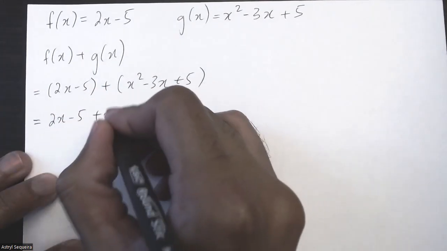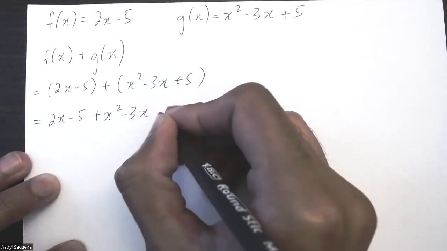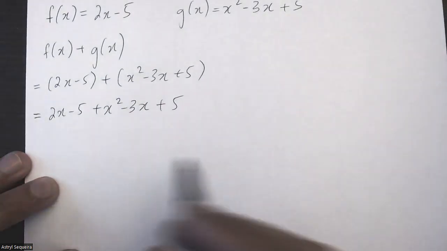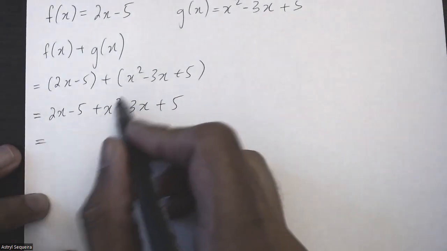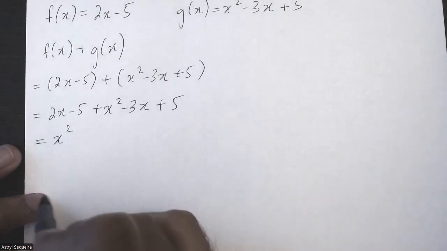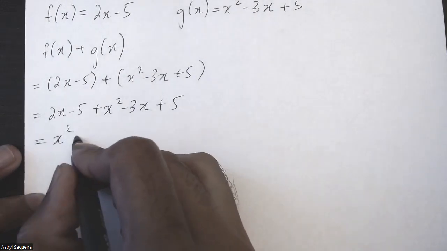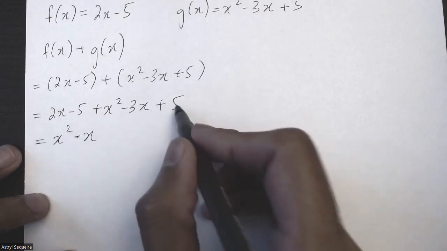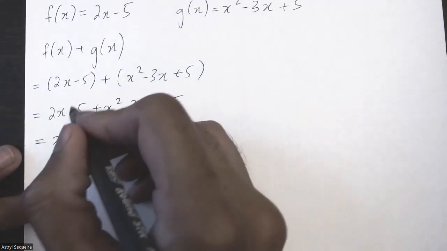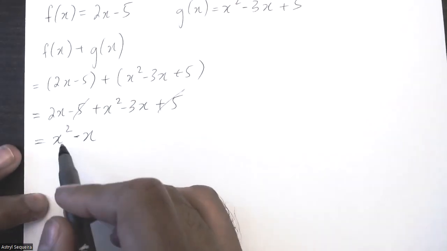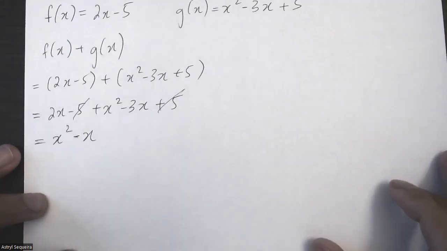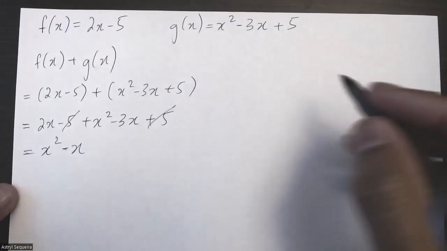So as you can see, nothing really changes over here with addition. Then you want to combine like terms. There's only an x squared term, so I'm going to write that first. 2x minus 3x is negative x, and negative 5 plus 5 is 0. They just cancel each other out. So my final solution is just x squared minus x.